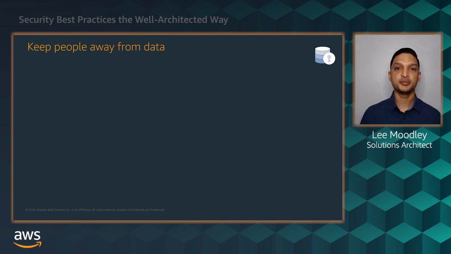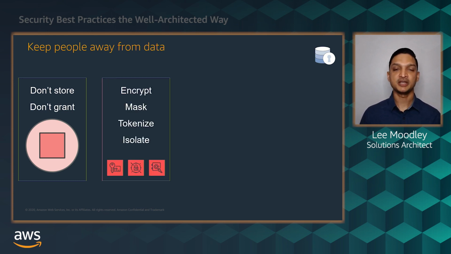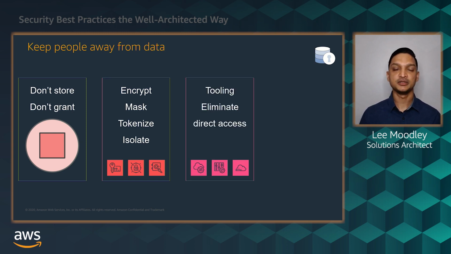Keeping your data away from people. Do you have to store your data? Not everyone needs access to your data. Using encryption, masking, and tokenization to further protect your data and make it unreadable to unauthorized access. And we can also use tooling to eliminate direct access to applications, such as Systems Manager, which can be used to protect SSH and give fine-grained access control.